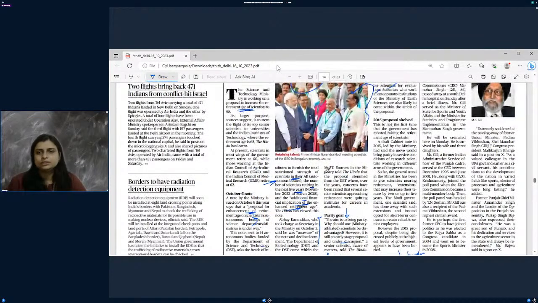This is not the first time that the government has moved at raising the retirement age. A draft cabinet note led by the ministry has said that the move would bring clarity in the service conditions of research scientists working in different arms of the government. So far, the general trend in the ministry has been to give scientists nearing retirement extensions that may increase their tenure by 2 or up to 5 years. The government said it was done with such extensions and instead opted for short-term contracts to retain valuable senior employees.